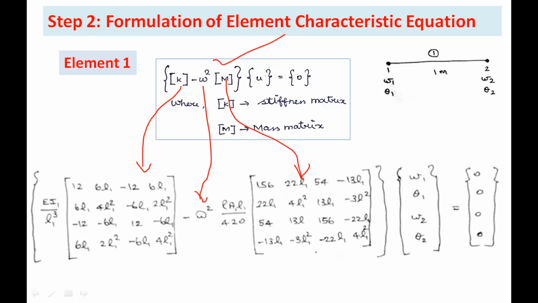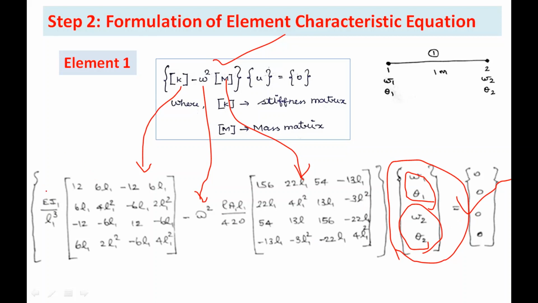Like this we have to write all the elements of the stiffness matrix and the mass matrix. So somehow we have to remember these K and M matrices to solve any beam problem. It may be a structural problem or a vibration problem. We have to remember these matrices. Here we are writing the degrees of freedom or nodal parameters. So W1, theta 1 for node 1, W2, theta 2 for node 2. The right hand side is always a 0 matrix for free vibration.